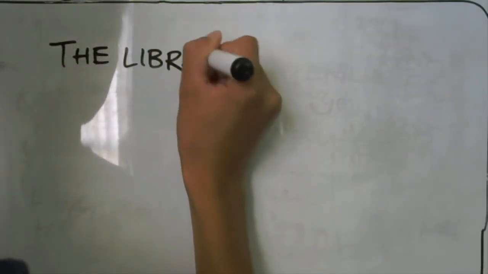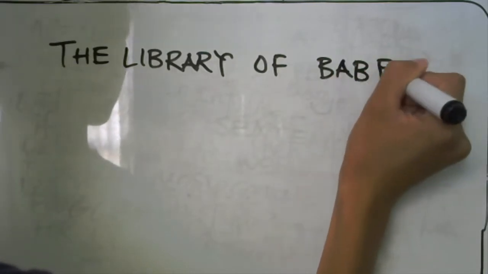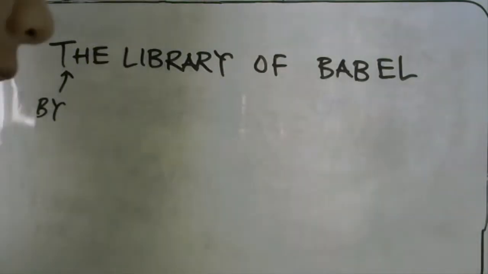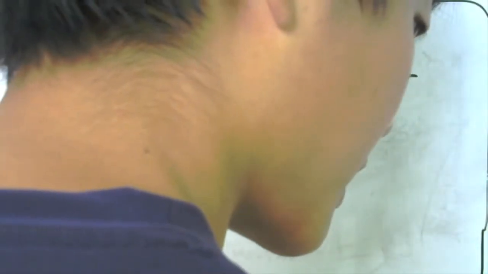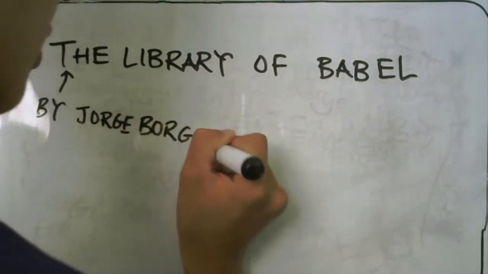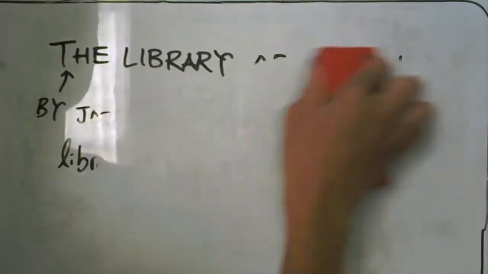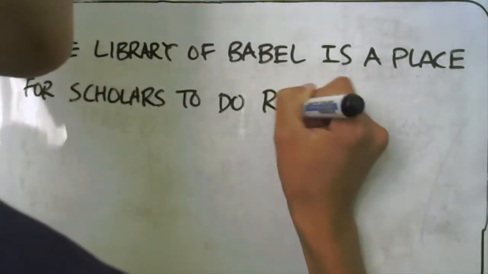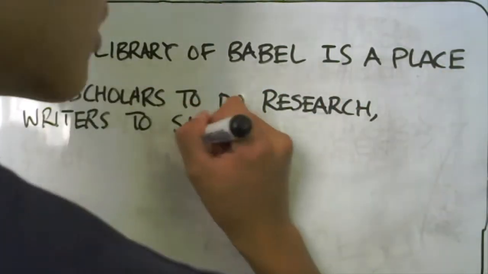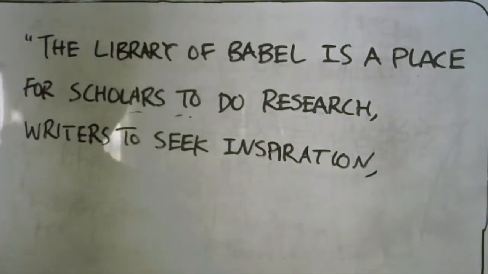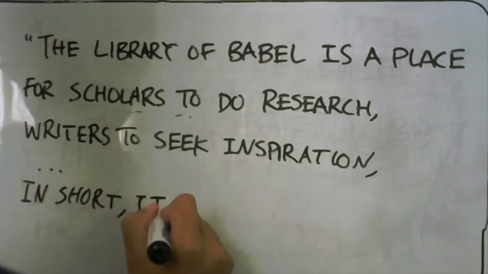On to our case study, the Library of Babel. The Library of Babel is the creation of Argentinian author Jorge Borges in the early 20th century. And according to libraryofbabel.info, which I think must be the website of his biggest fan, since this website recreates the Library of Babel online, the Library of Babel is a place for scholars to do research, for artists and writers to seek inspiration, for anyone with curiosity or a sense of humor to reflect on the weirdness of existence. In short, it's just like any other library.